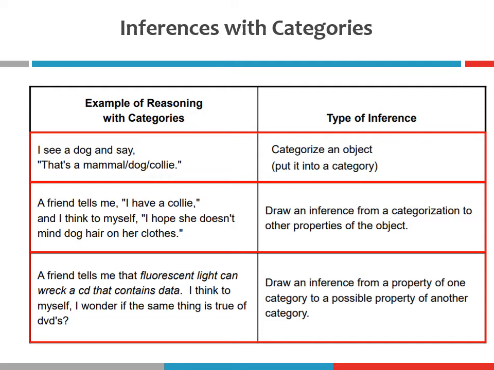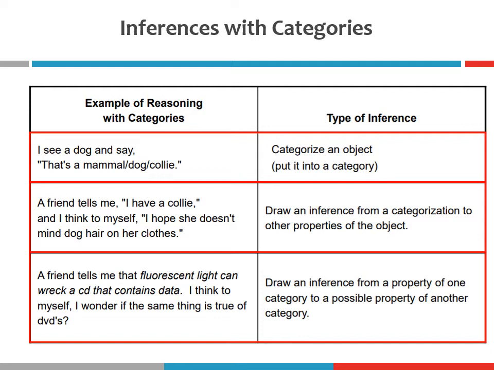You can also draw an inference from a categorization to other properties of the object, right? So if a friend tells you, I have a collie, you might think to yourself, I hope she doesn't mind dog hair on her clothes because they're dogs that shed a lot, right? So you're inferring something about her experience with that dog based on your knowledge of that particular category of dogs, right?